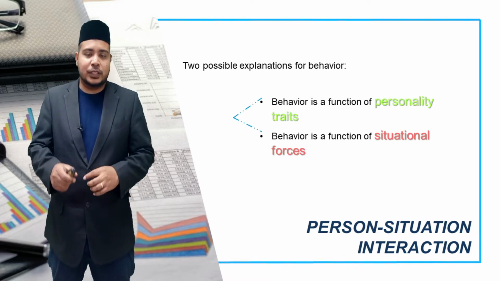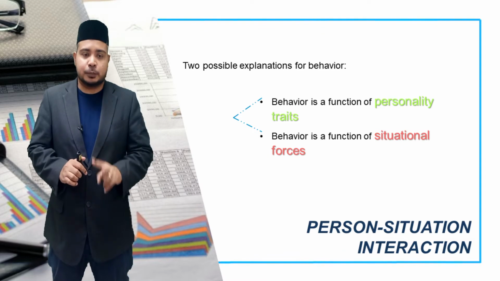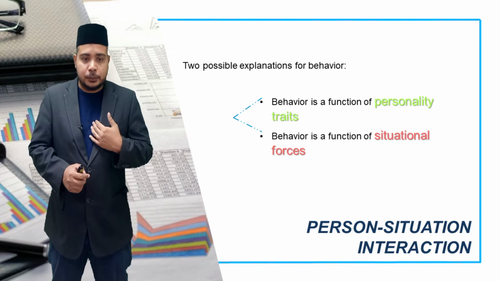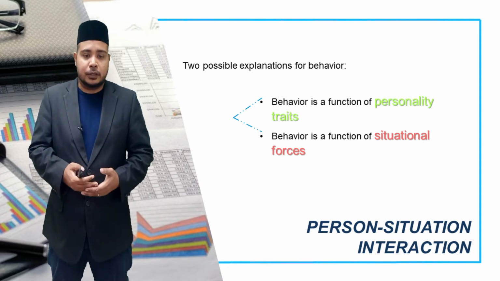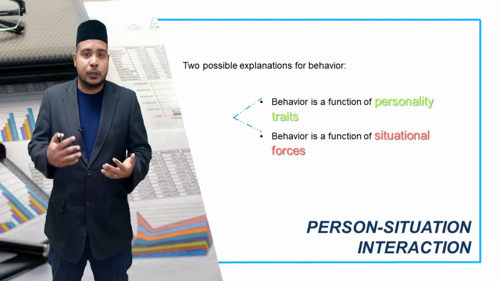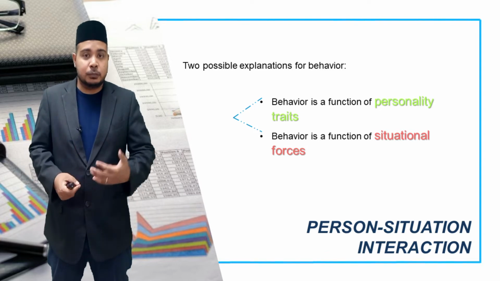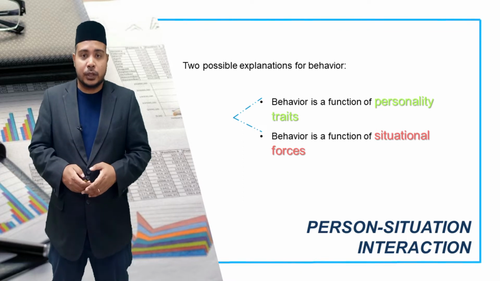The person-situation interaction, first of all, assumes that there are two possible explanations for an individual's behavior. Our behavior is the result of our personality traits, or our behavior is a function of situational forces. It could be because of two reasons. Why we behave in a certain way in any given situation might be because of our personality traits, or might be because of situational forces.